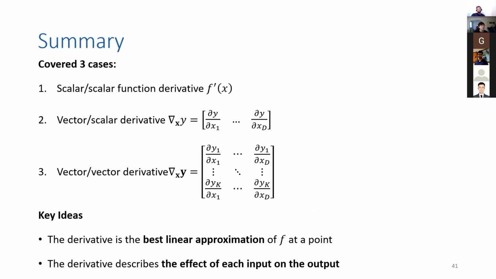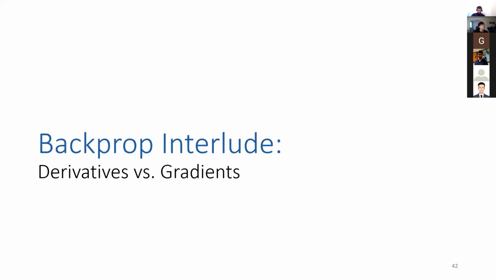In summary, we looked at 3 cases for the derivative. These will be pretty relevant as well in your computations, especially the term Jacobian, because that's going to come up a lot. And 2 main insights to take away from this are that the derivative is the best linear approximation of a function at a point, and the second is that the derivative describes the effect of each input on the output. I should also include linear transformation in there, but you get the idea.